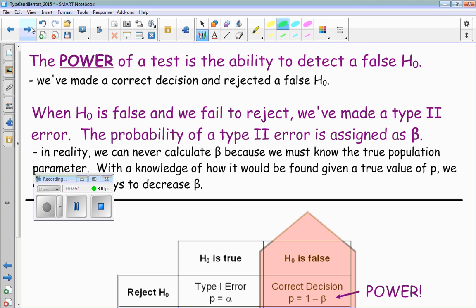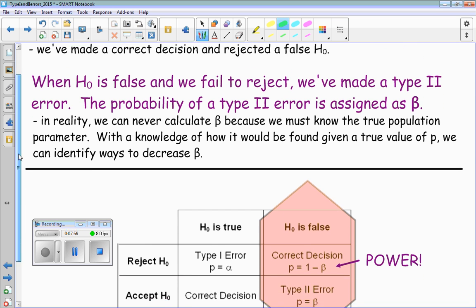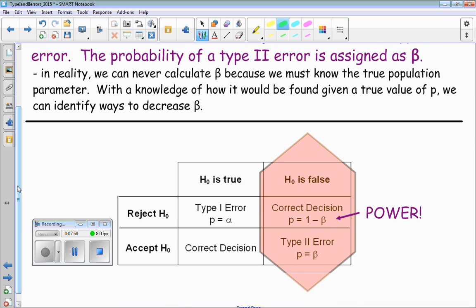Okay. So the power of the test, which is one of the questions it asked you on your homework, is actually when you reject a false null. Okay? That's the power. 1 minus beta is the power of the test. So just like if we were given the probability of a type 2 error, I could calculate the power of the test by just subtracting from 1. They are complements.